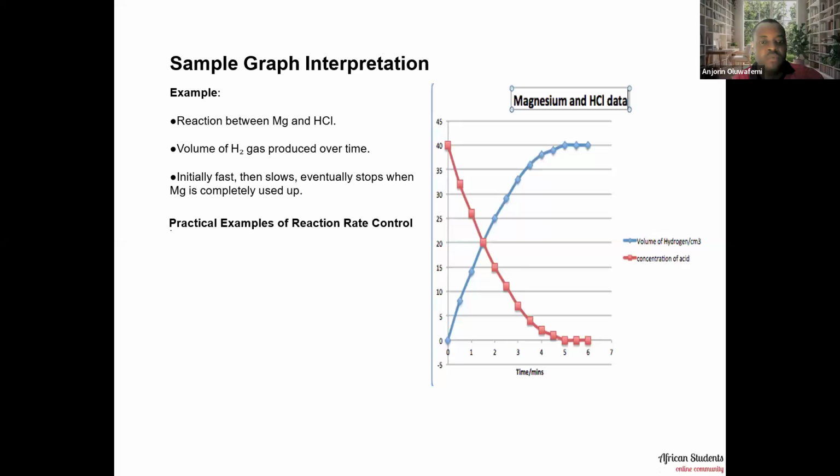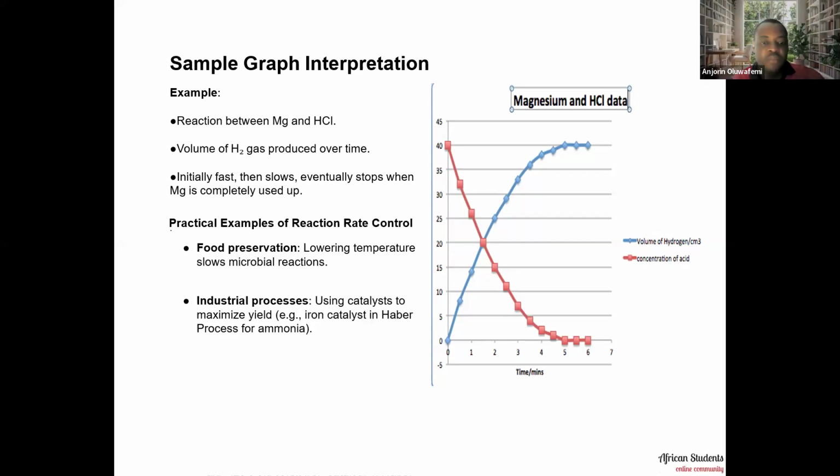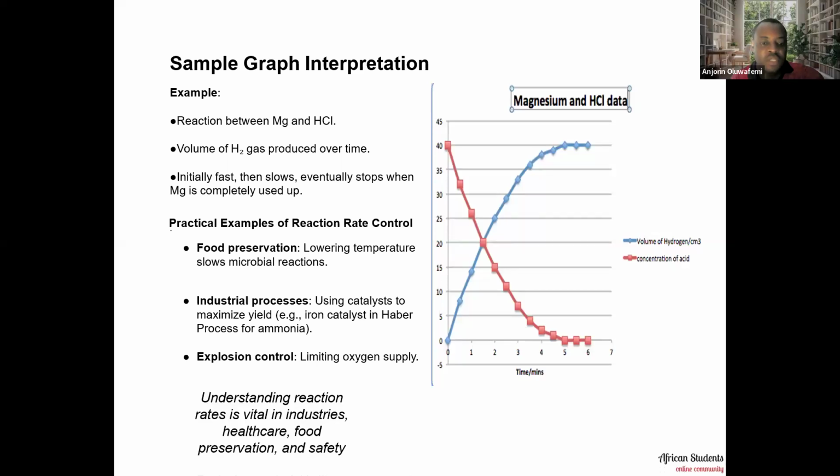So, a practical example of reaction rate control. We use it in food preservation, where lowering temperature slows microbial reactions. Industrial processes use catalysts to maximize yield, e.g. the iron catalyst in the Haber process for ammonia. And then explosion control, limiting oxygen supply. So understanding reaction rate is vital in industries, healthcare, food preservation, and safety.